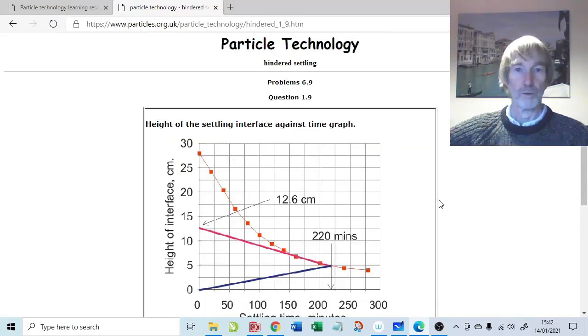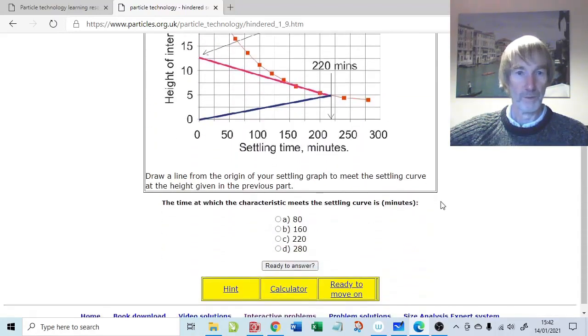Move on. So the next question is, okay, it happens to be 220 minutes that we're leaving it for. We can see that from the diagram. Let's move on.